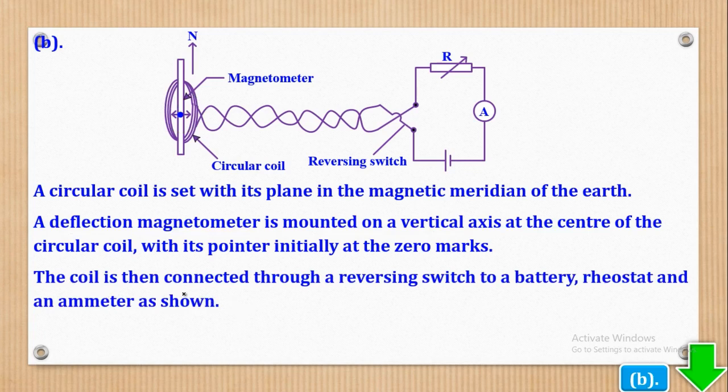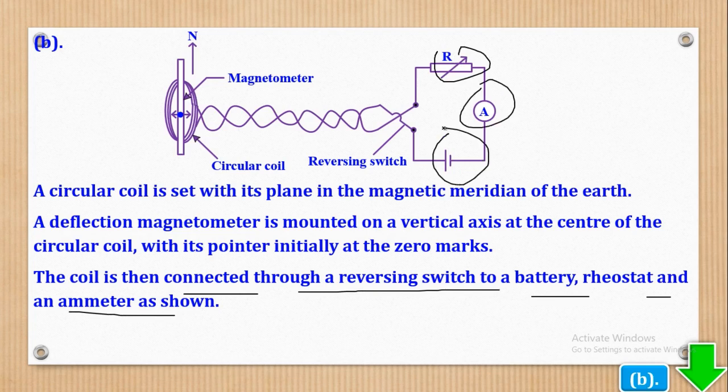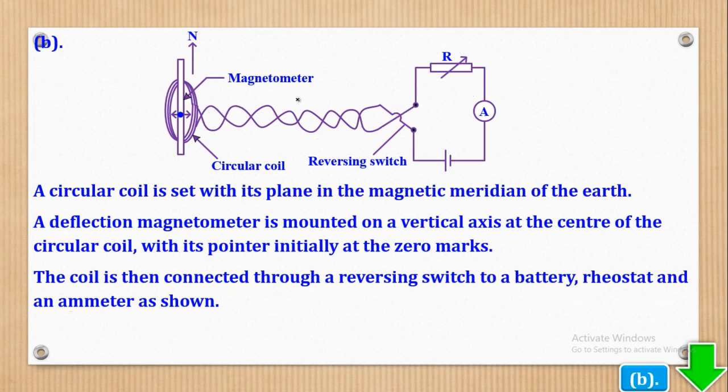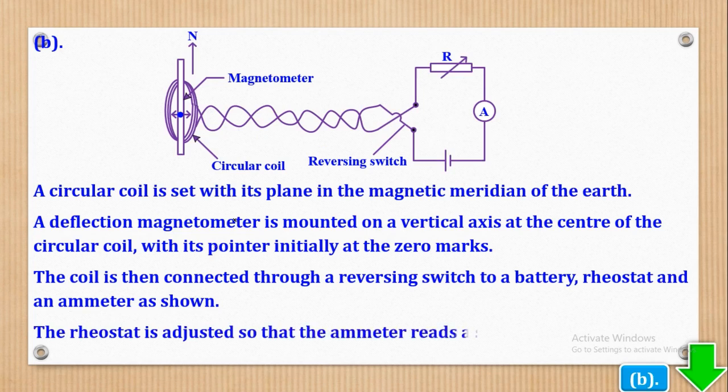The coil is then connected through a reversing switch to a battery, rheostat and the ammeter as shown. So this is the rheostat, this is the ammeter, this is the battery, and this is the reverse switch, and these are the connecting wires. The rheostat is adjusted so that the ammeter reads a suitable value of current I. So that's how marks for this slide would be awarded.